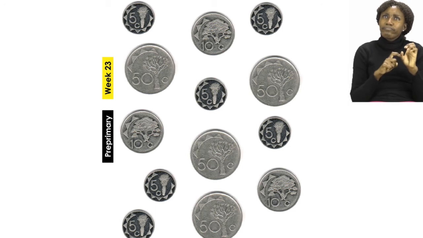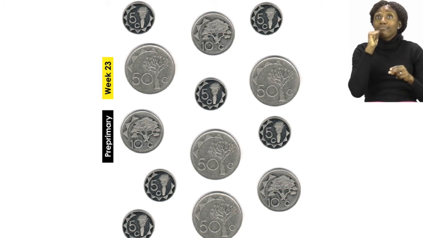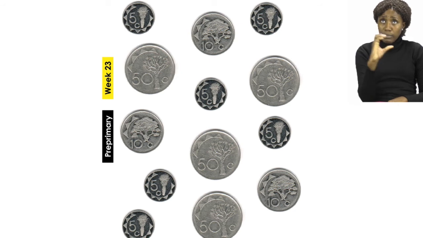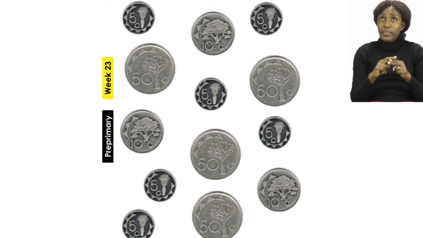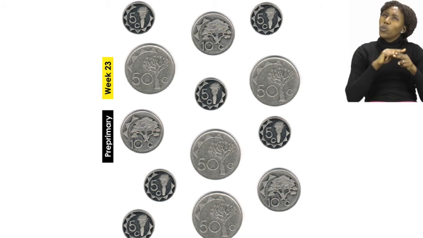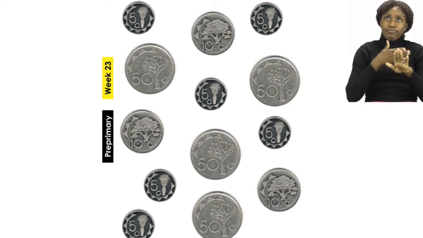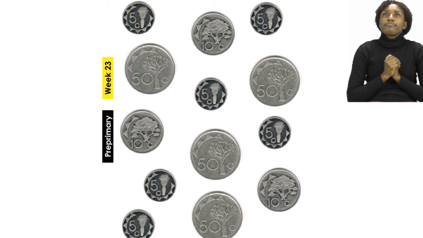For all the 5-cent coins, you are going to be using yellow. Then, for all the 10-cent coins, you are going to be using red. And last but not least, for all the 50-cent coins, you are going to be using brown. Now, I have 2 of the colors here in the classroom with me that I want to show you. So, let's take a look.